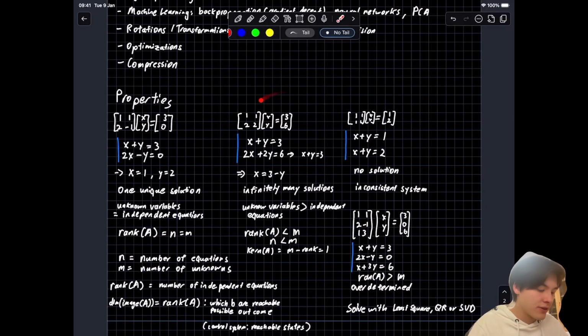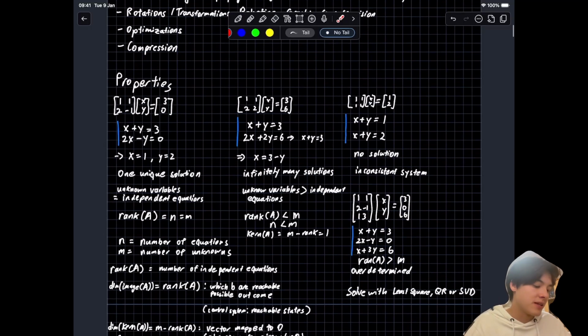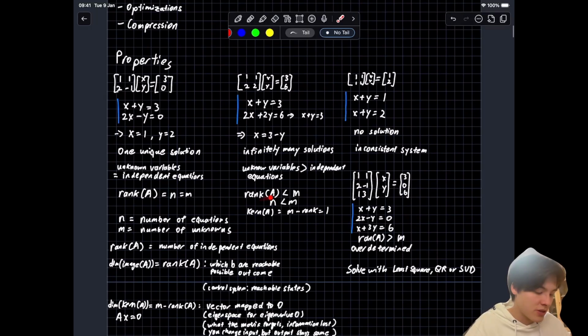So let's look at a different linear system. For example here, x plus y equals 3, 2x plus 2y equals 6. We see these are linearly dependent. It's basically the same information. So we only have one equation that gives us information, but we have 2 unknowns. In the end, we can get a solution like x equals 3 minus y, but that means we have infinitely many solutions. Here, the unknown variables are more than the independent equations. So here we would see the kernel or null space equals 1.